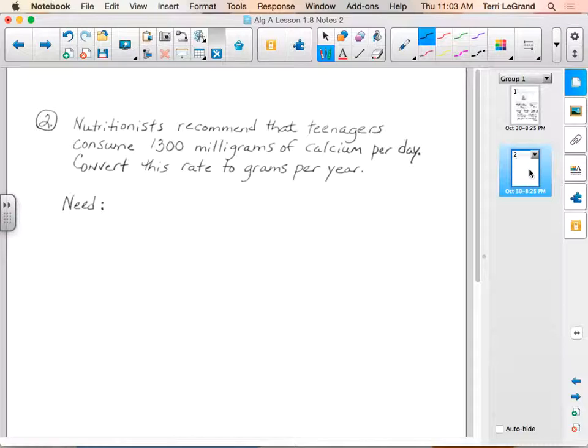Convert this to grams per year. Okay, so for right now, let's just cross this out and give ourselves more room. For right now, we have 1,000 milligrams per day. We have to change it to grams per year. So it looks like the milligrams need to go upstairs, and the per day, that'd be 1 day downstairs.